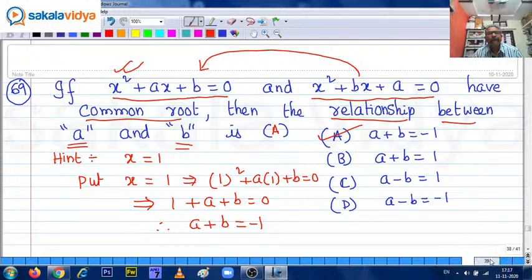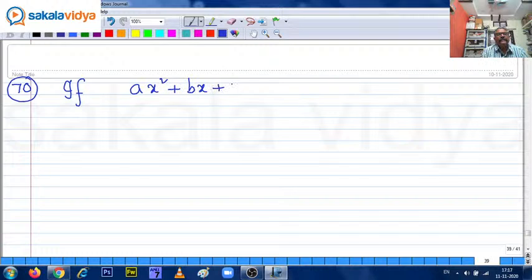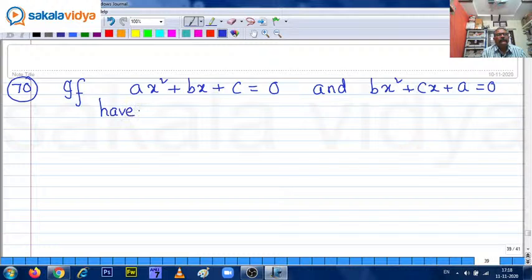Seventy. If ax square plus bx plus c equals to 0 and bx square plus cx plus a is equal to 0 have a common root.